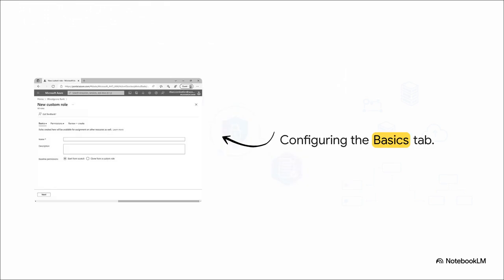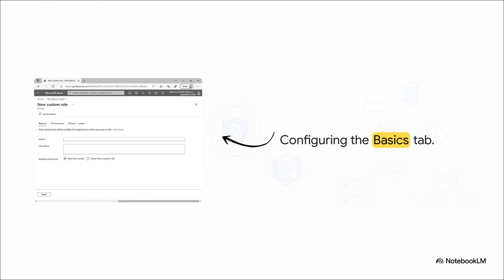Here, you provide a clear name and description. And listen, please do not skip the description. When another admin, or even you, looks at this role 6 months from now, that description is the only thing explaining why it exists. Without it, you're just leaving a frustrating mystery for your team.